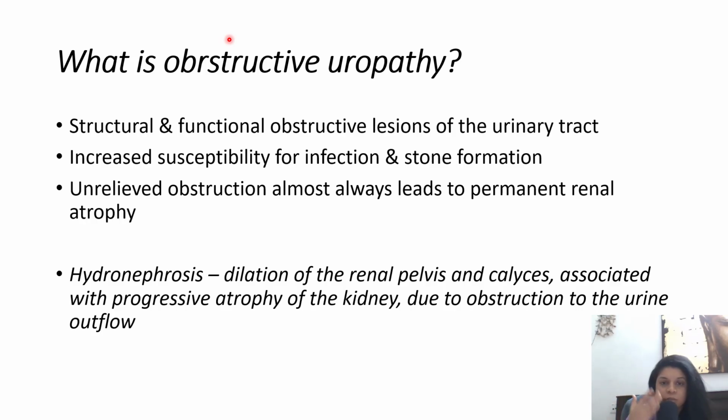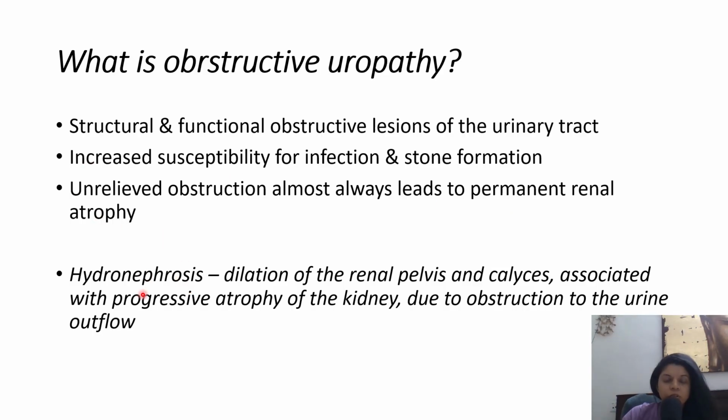There is increased susceptibility to infection and stone formation. Why infection? Because of the obstruction, the urine is stagnant, so there is a chance that bacteria and other germs can proliferate and cause infection. Stone formation occurs because urine is supposed to excrete all the metabolites, but if urine is not passing out, the metabolites get concentrated and accumulated, and they can cause stone formation. Now, unrelieved obstruction will invariably lead to permanent renal atrophy. I will explain how later.